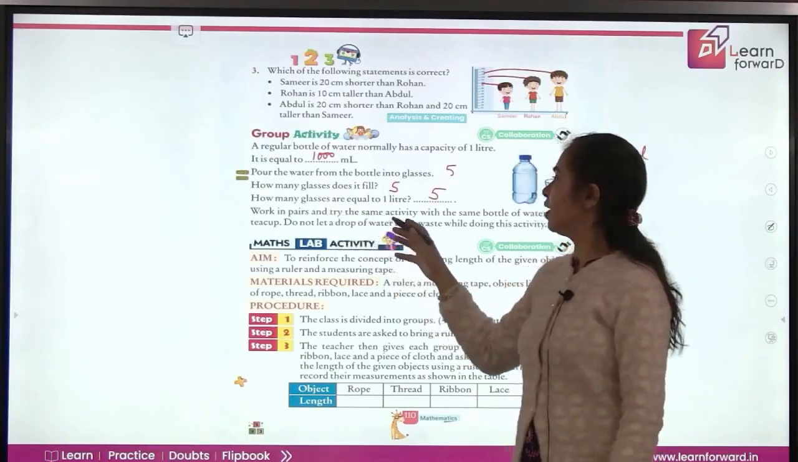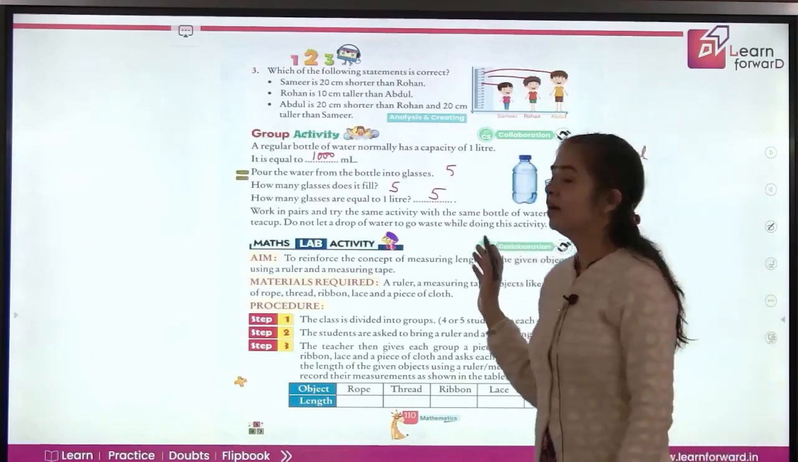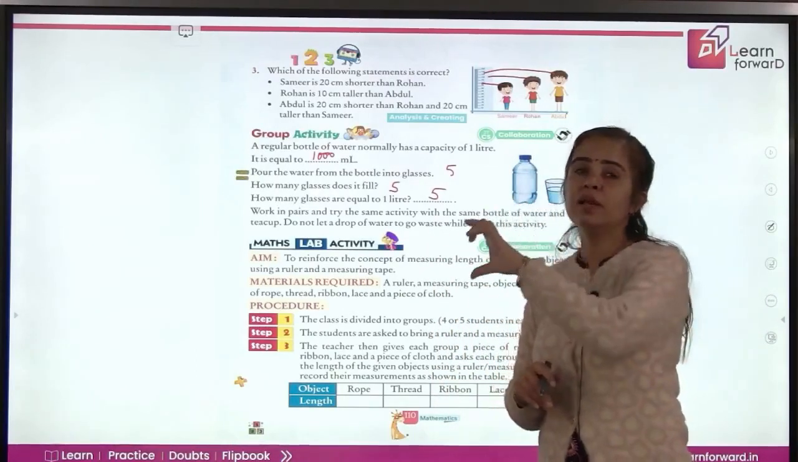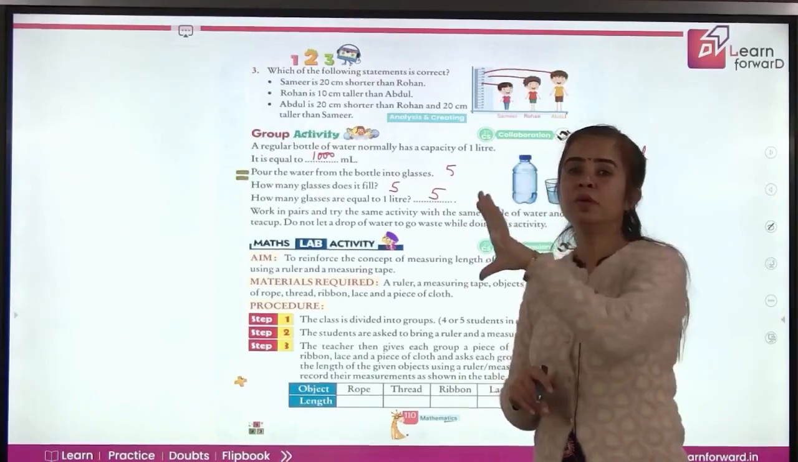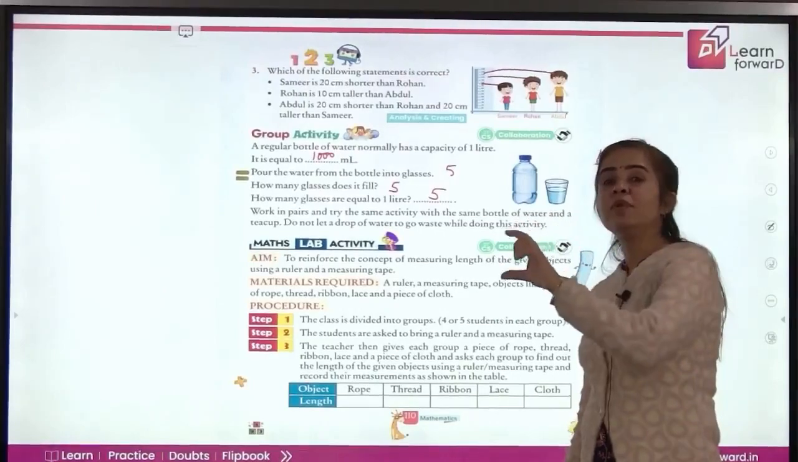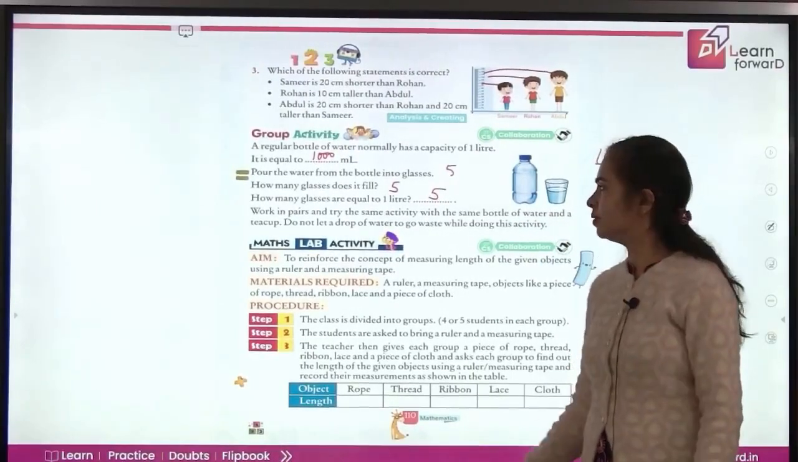Work in pairs and try the same activity with the same bottle of water and a teacup. So what do you think? Will your teacups be more in number or your glasses will be more in number to empty this bottle? Teacups definitely will be more in number because they are smaller, they will have less of liquid.